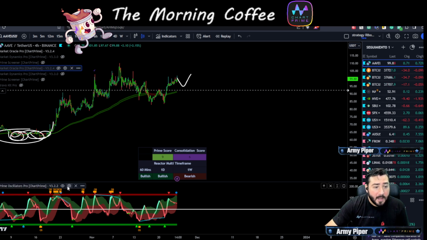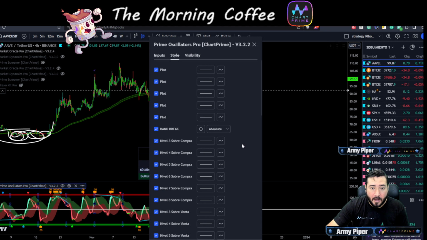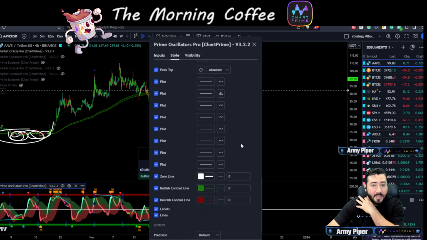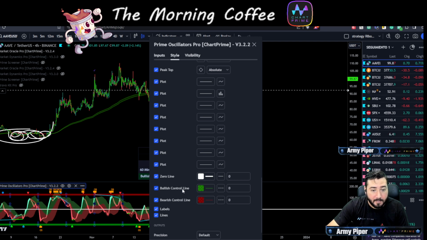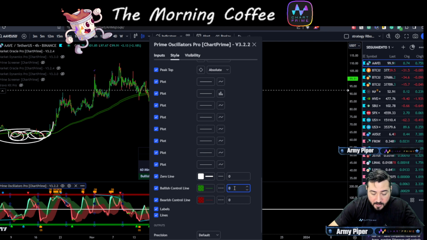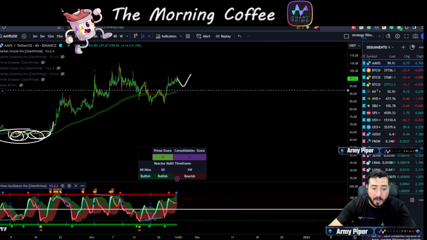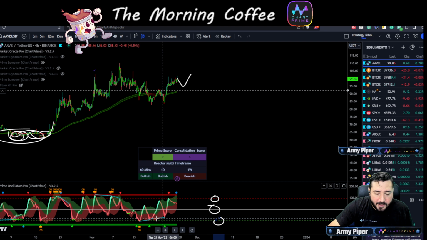If you add your oscillator, a couple of things I'm going to be changing. It's going to be my style, sorry. On my style, I'm going to be scrolling down here. And then I'm going to be changing my zero line to a thicker white line, and opacity up. From then, my bullish control line, I'm just going to change it to green. My bearish control line, I'm only going to change it to red. And then the bullish negative 95 and the bearish positive 95, that's going to be it. And I'm going to click OK. And you're going to see that now you have a white line, a red dotted line, and a green dotted line.